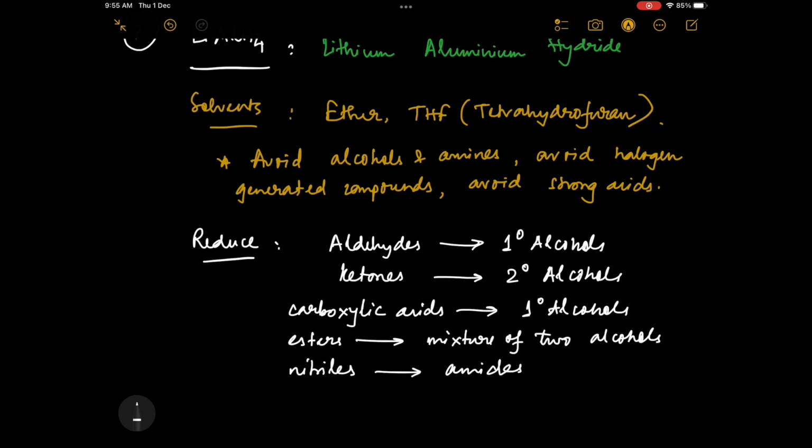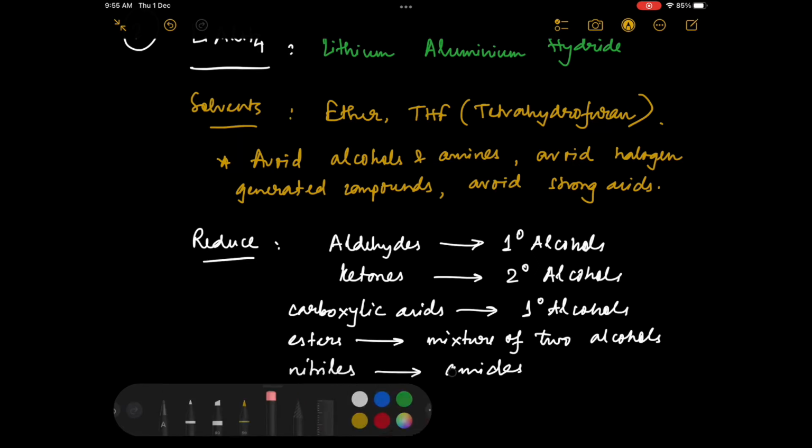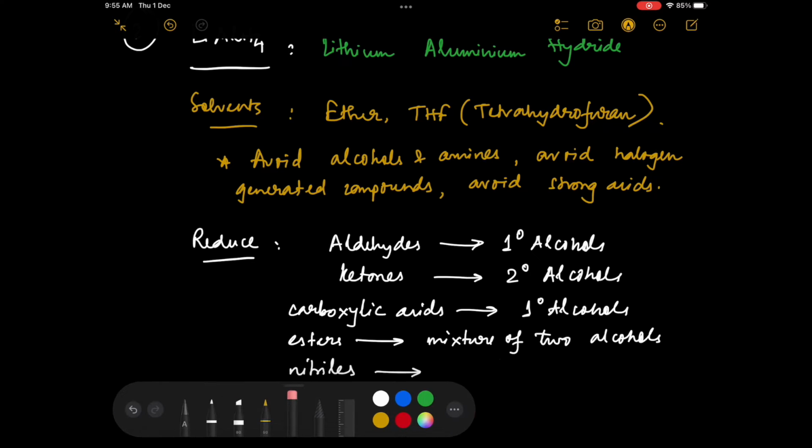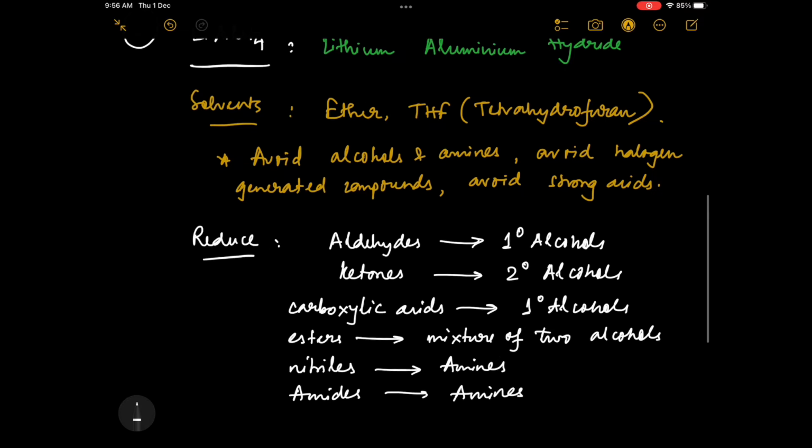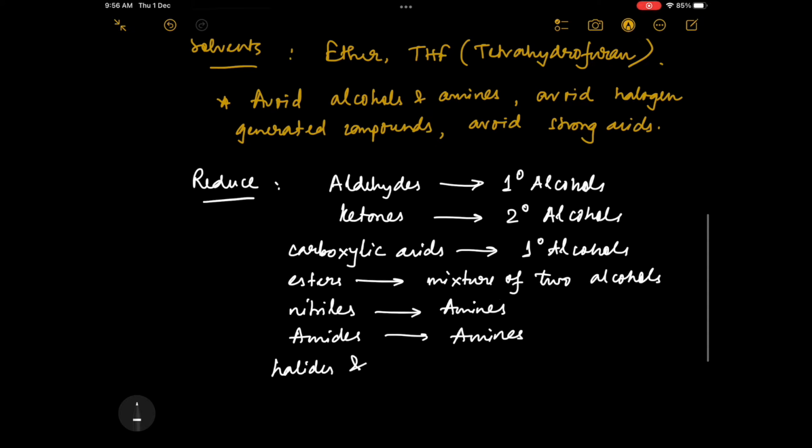Nitriles are reduced to amines, not amides, it should be amines. So it might be a primary amine or secondary amine depending on the nitrile. So nitriles are reduced to amines, and amides are also reduced into amines. So CONH2 is reduced to CH2NH2.